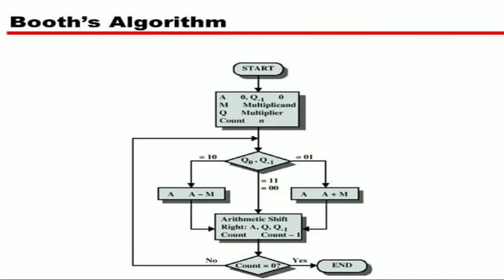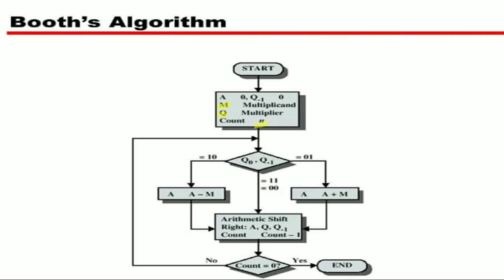As we know that Booth's multiplication algorithm is used for signed and unsigned multiplication, let us now get to know the process for the same. We are going to understand it with the help of the following flowchart. The first step here is initialization. We are going to initialize A with 0, Q minus 1 with 0. Multiplicand here is stored in M, multiplier is stored in Q. Count here is represented by n.